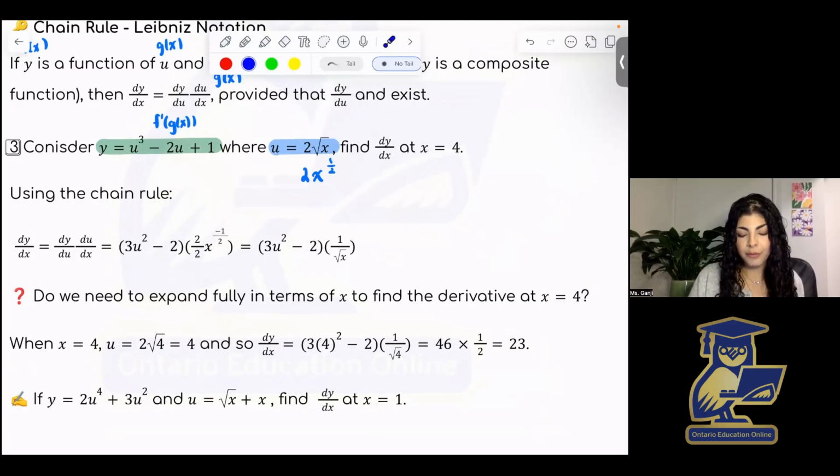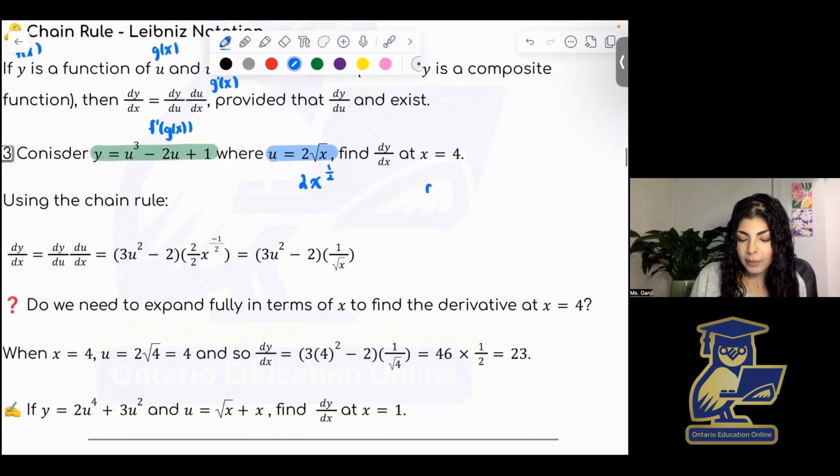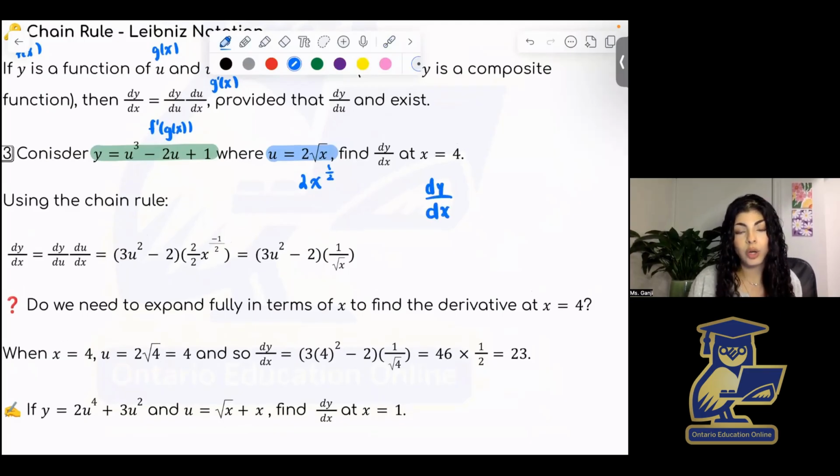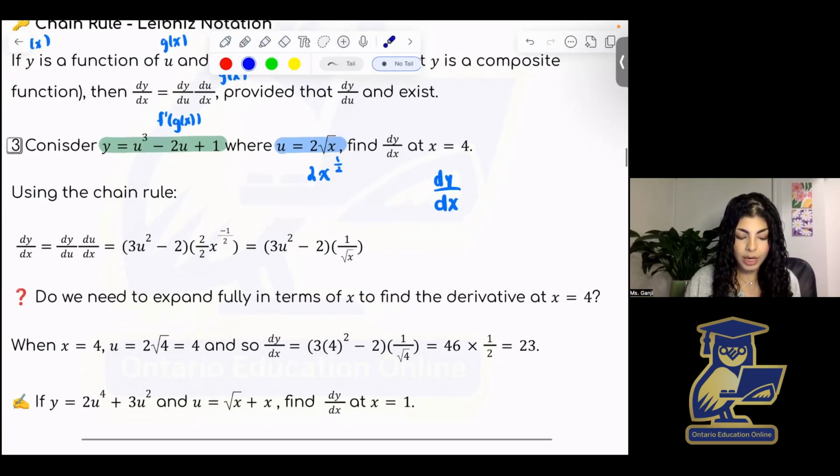Do we need to expand it fully in terms of x to find the derivative at x is 4? Keep in mind, this is different. If you were asked to find dy/dx just on its own, then yes, you definitely have to for sure rearrange this or substitute the value of u in there and rewrite this as an expression with just x. But because we have to find the derivative at a specific point, do you think we still need to do that? So let's try it out.